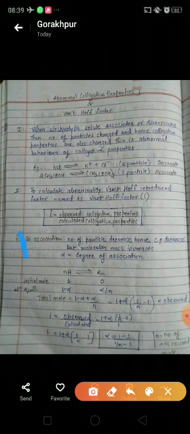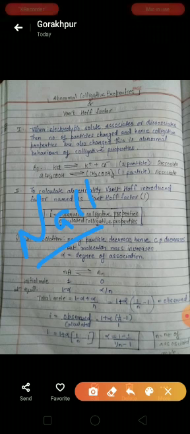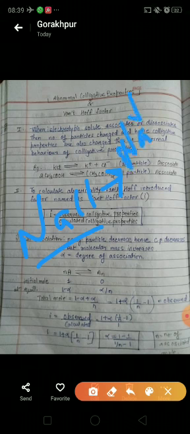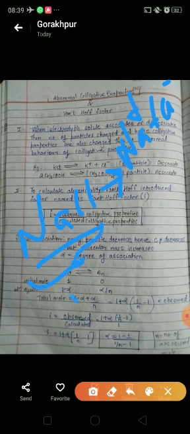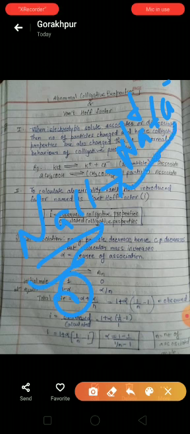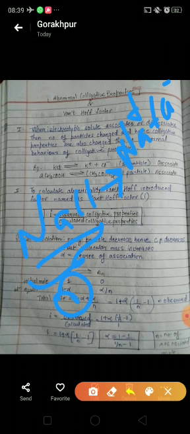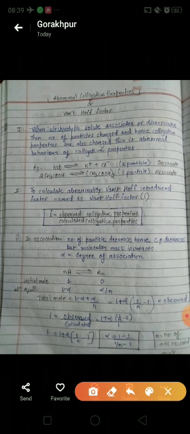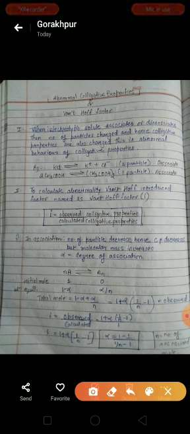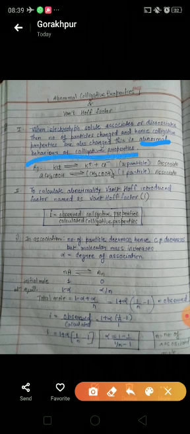Let us see an example. Here is the electrolyte NaCl. It will dissociate into Na+ and Cl-. What is happening here? Before the dissociation there is one particle, and after the dissociation it becomes two particles. So the number of particles changed, and hence colligative properties are also changed. This is abnormal behavior of colligative property.